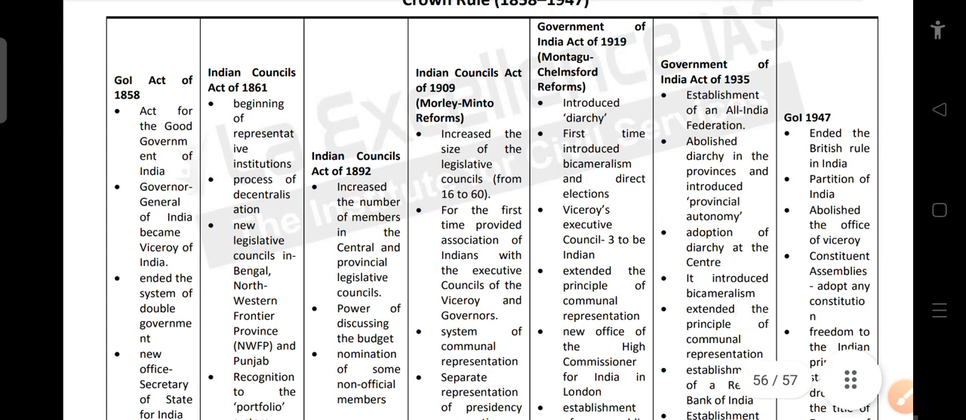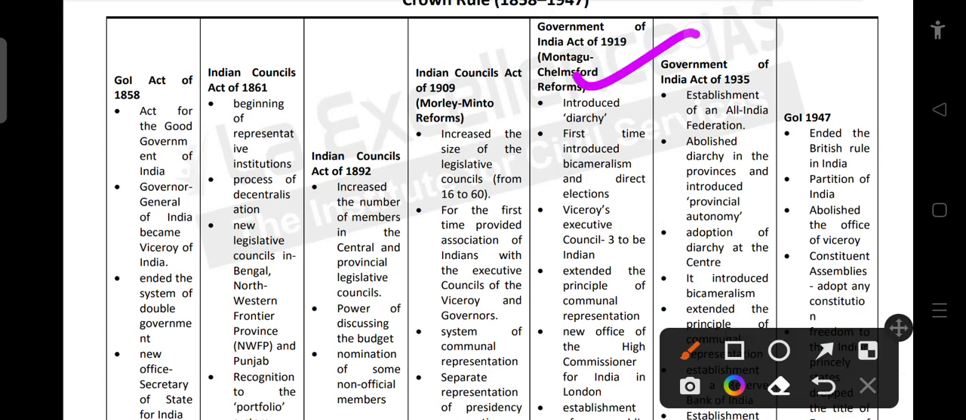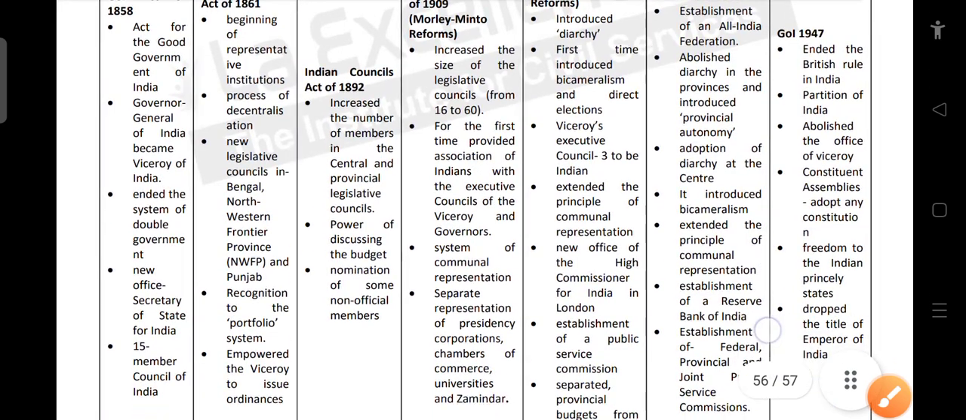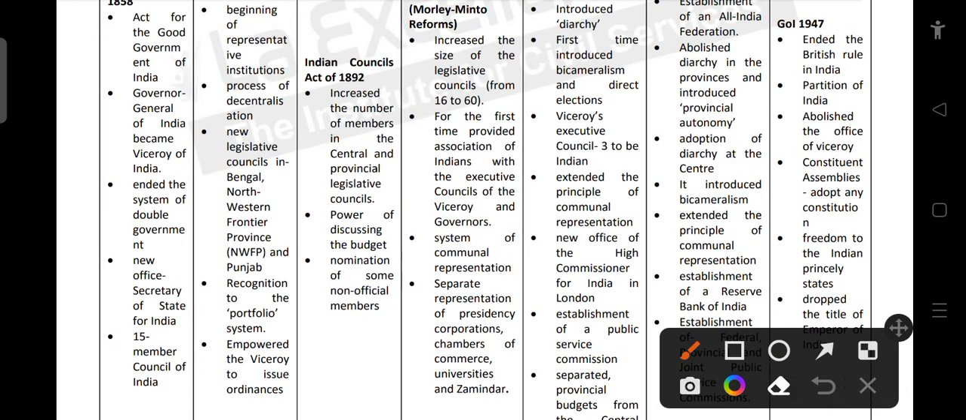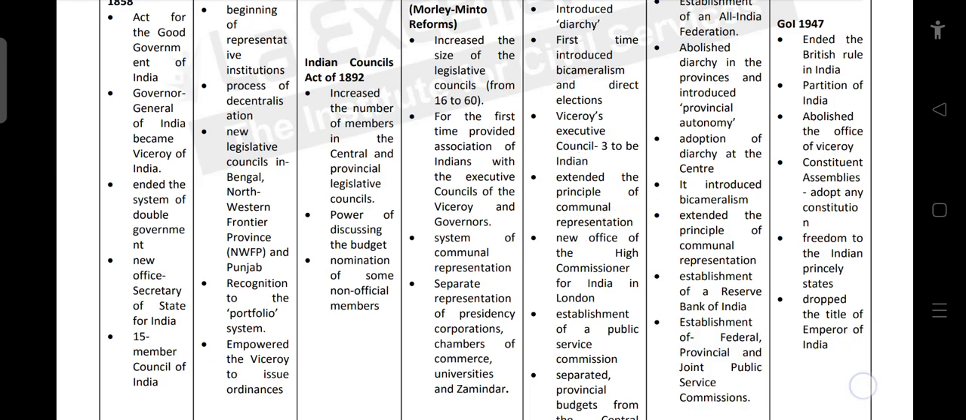And the next one is the Government of India Act 1919, the Montagu-Chelmsford reforms. It introduced hierarchy, and for the first time introduced bicameralism and direct election. In the Viceroy's Executive Council, 3 were to be Indians. So in that council 3 would be Indians for sure, and it extended the principle of communal representation not just to Muslims but also to other classes like Sikhs, etc.